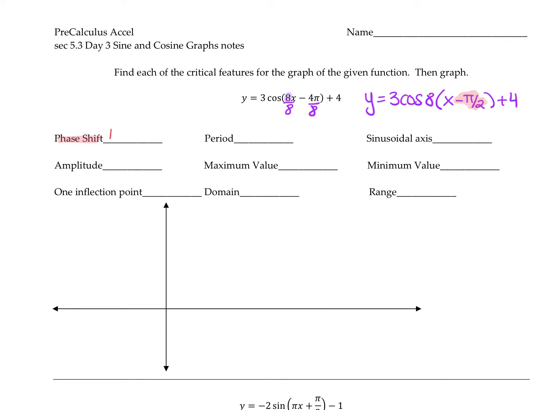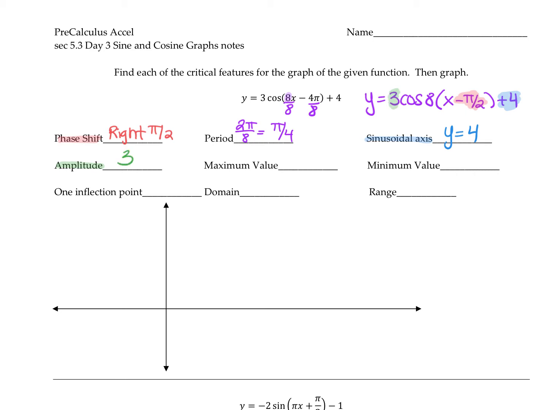So that means I'm going right pi over 2. My period is going to be 2 pi divided by my b, which we just said was 8. So my period is going to be pi over 4. My sinusoidal axis is my up or down shift, so here it's plus 4. So my sinusoidal axis will be at y equals 4. My amplitude is my a value, so I can see that's this 3 here.